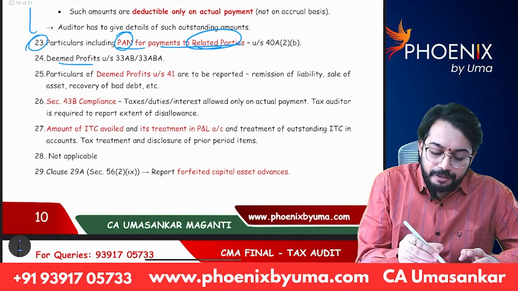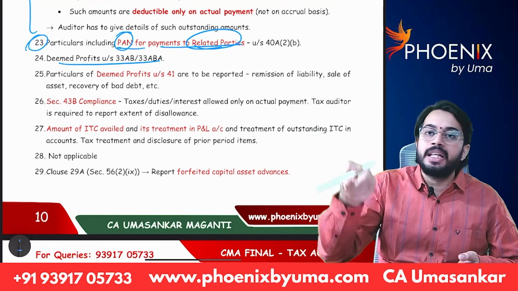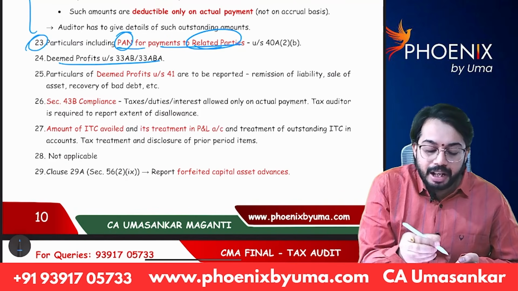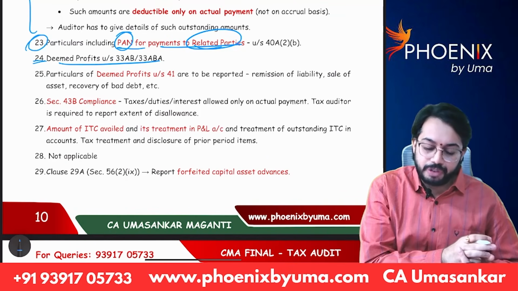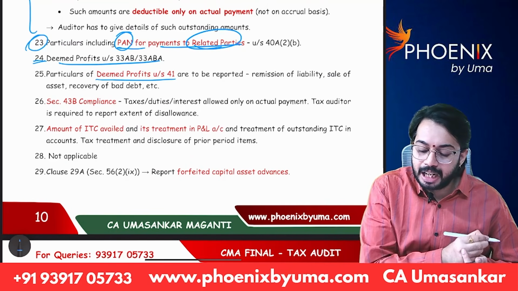Next, deemed profits under section 33AB, 33ABA. As per 33AB, 33ABA, if there is any deemed profit, that is required to be disclosed in clause 24. Next, clause 25, particulars of deemed profits under section 41.